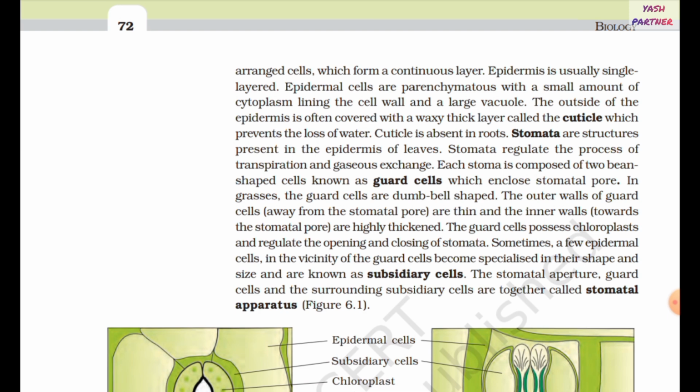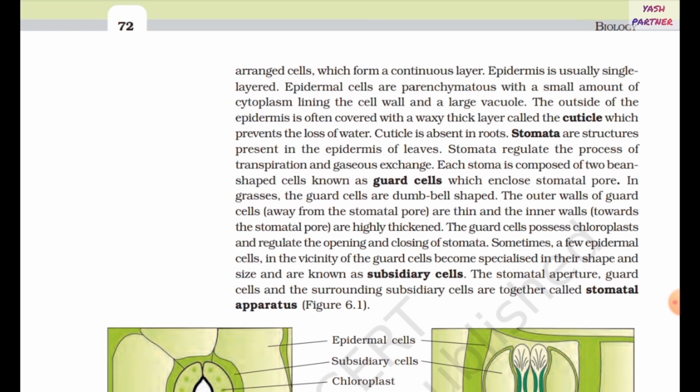The outside of the epidermis is often covered with a waxy thick layer called the cuticle, which prevents the loss of water. Cuticle is absent in roots. Stomata are structures present in the epidermis of leaves. Stomata regulate the process of transpiration and gaseous exchange. Each stoma is composed of two bean-shaped cells known as guard cells, which enclose the stomatal pore. In grasses, the guard cells are dumbbell-shaped.